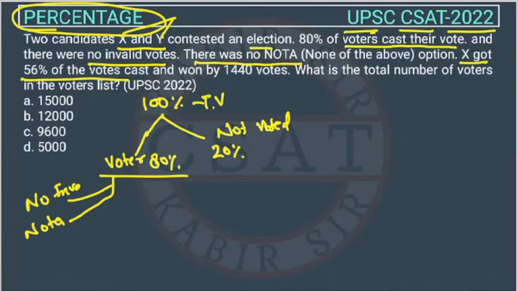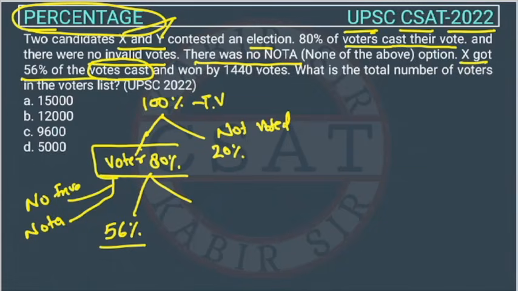Now X got 56% of the votes cast. So how much is X getting? Out of these 80%, right, 56% of total votes cast, right? So this 56% of, now this is assuming this one as 100, right? Because how many votes are cast? This 80%, right? So this is 56% of votes cast, right?